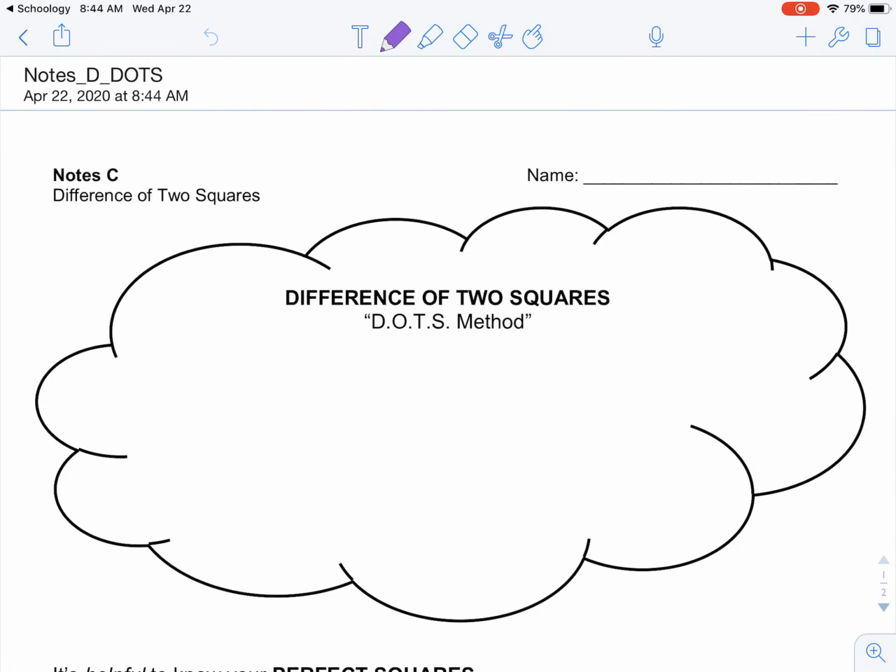All right, so day 3 of factoring. Today we are going to learn the dots method of factoring, which is the difference of two squares. So first let's talk about what is a square. And for the dots method, we are going to look at what a perfect square is.